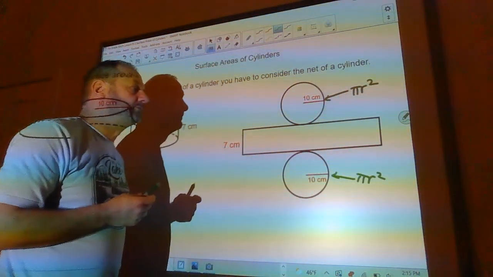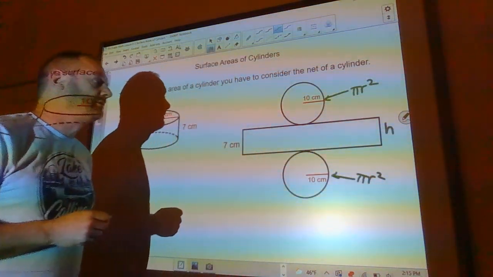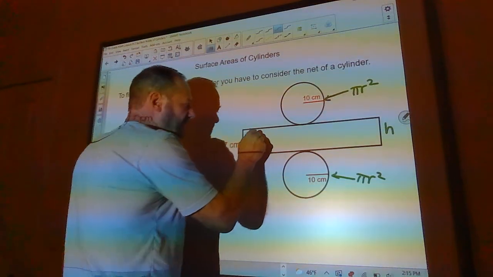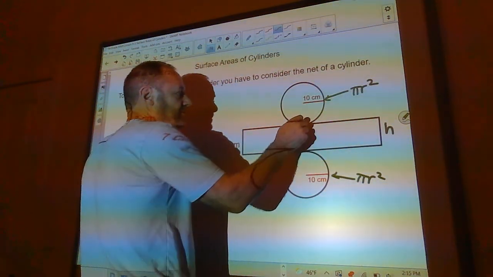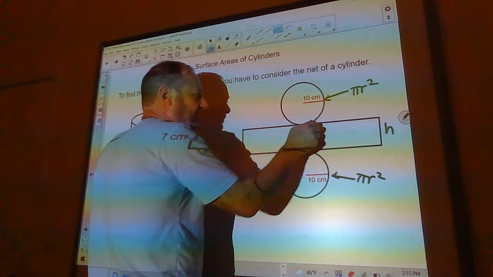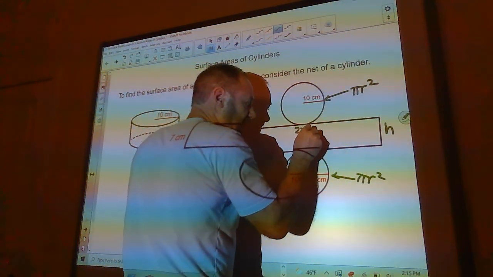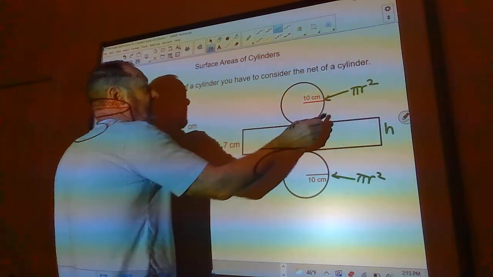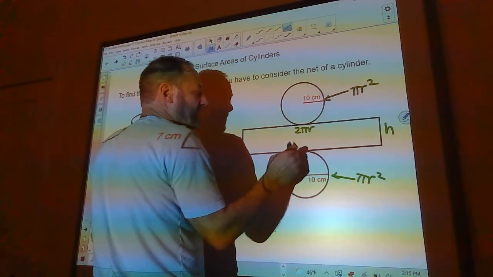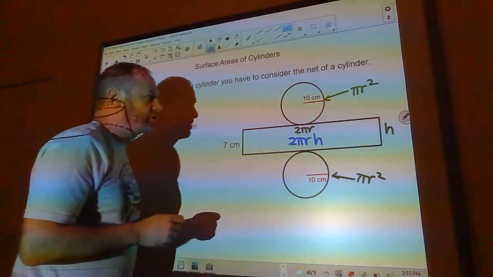It's a rectangle. Now, we know that this is the height of the cylinder. This right here is the circumference of the cylinder. It has to completely, perfectly wrap around this circle right here. We know the circumference is 2 times pi times r. And so if we were to find the area of this rectangle, it would be base times height. So it would be 2 pi r times h.